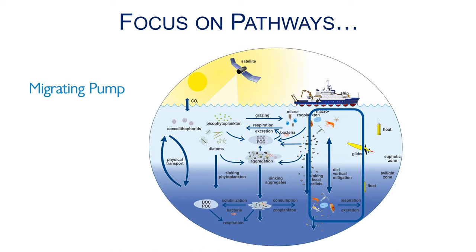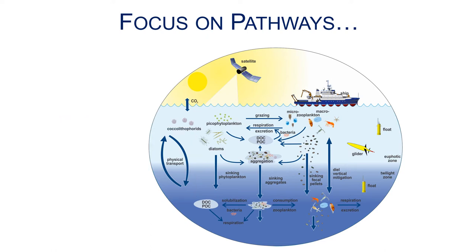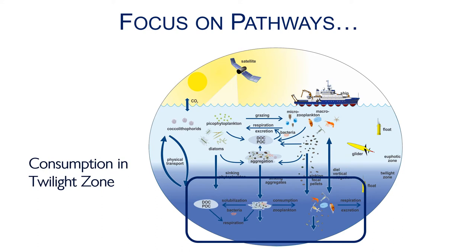The third one is a physically driven process where, thanks to the overturning or subduction of the water on certain fronts, we have an injection of the surface water into the twilight zone, and injection of everything else that is in that surface water, including particulate organic carbon and dissolved organic carbon. Consumption of the carbon in the twilight zone is highly variable, and the rate at which this carbon gets consumed determines the effect that the upper ocean has on the carbon budget in the twilight zone.